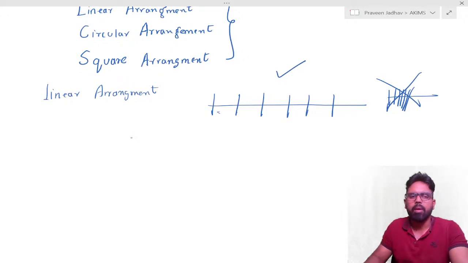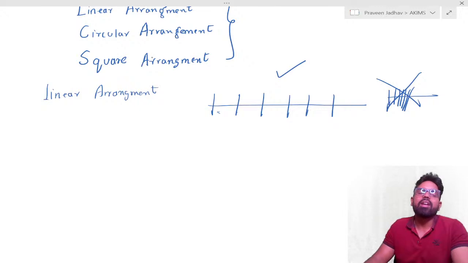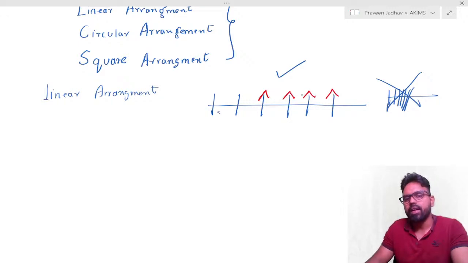Now, in a seating arrangement question, he can also tell you that a few of them are facing north and a few of them are facing south, or sometimes he might not tell you about the direction itself. If he doesn't mention anything about the direction at all, then you have to presume that they are all facing north.